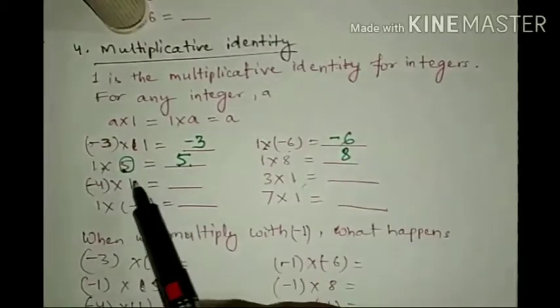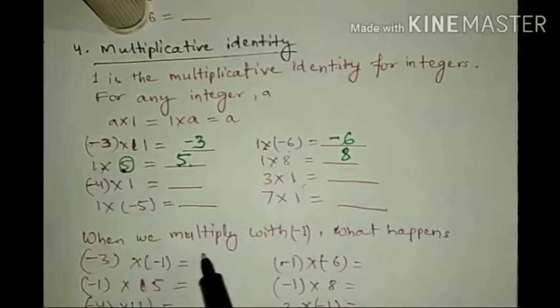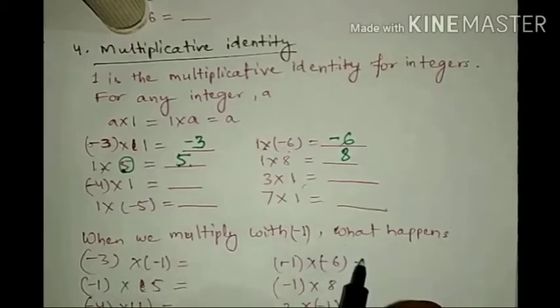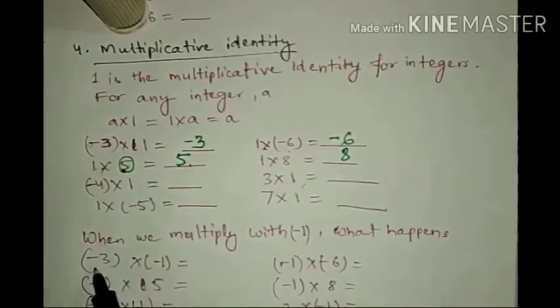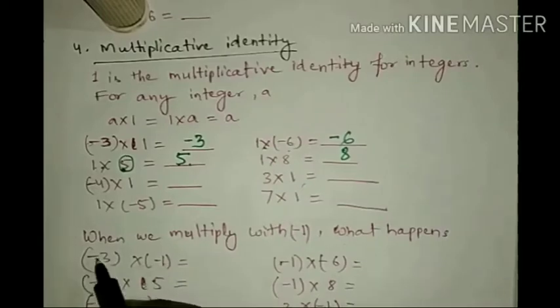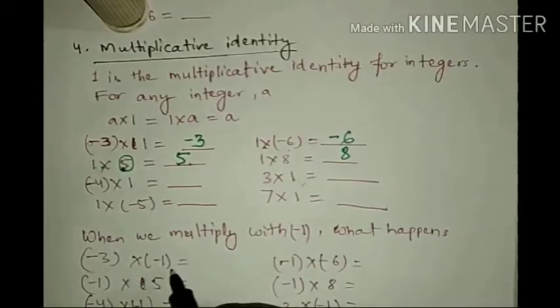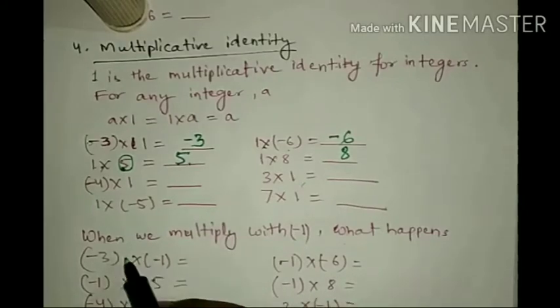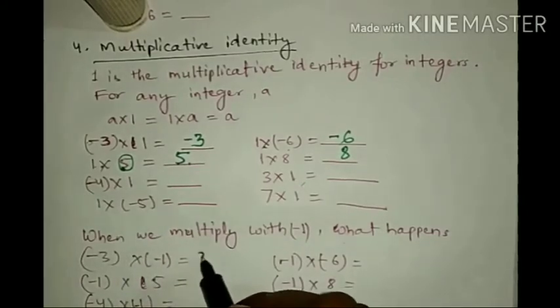But if we multiply the number by minus 1, what will happen? There is the integer minus 3 into minus 1. We'll start multiplying. Here minus is there, minus is there. So 2 negative integers are there, an even number of negative integers. So minus into minus is plus. So what will be 3 into 1? Equal to 3.